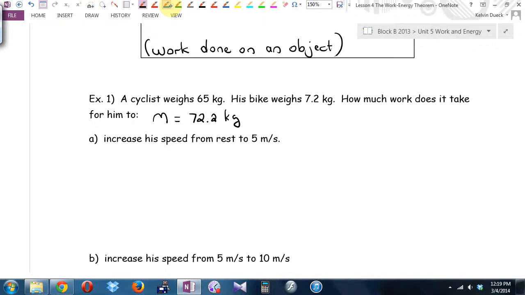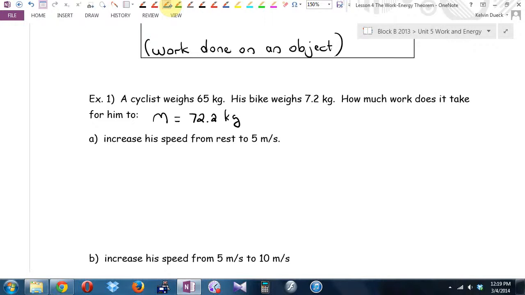What does this question want me to find? How much what? Work. Okay. For him to what? What does A say? Increases speed from rest to 5 meters per second. Okay, work is force times distance. Do you see a force in newtons anywhere in this question? No. Do you see a distance in meters anywhere in this question? So that was my first thought. I scratched that one off.